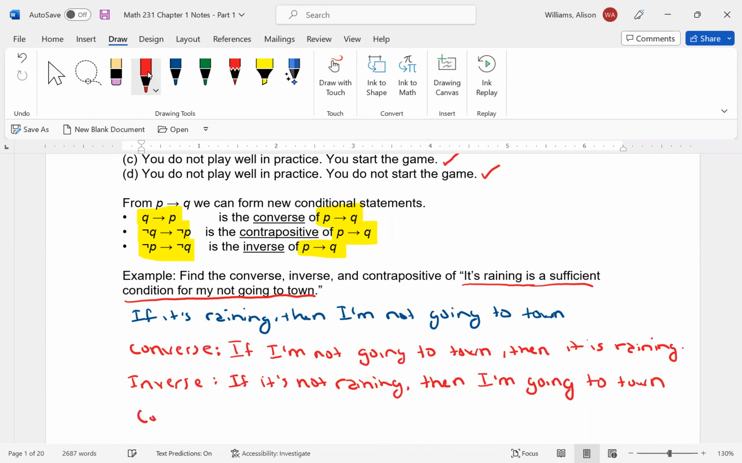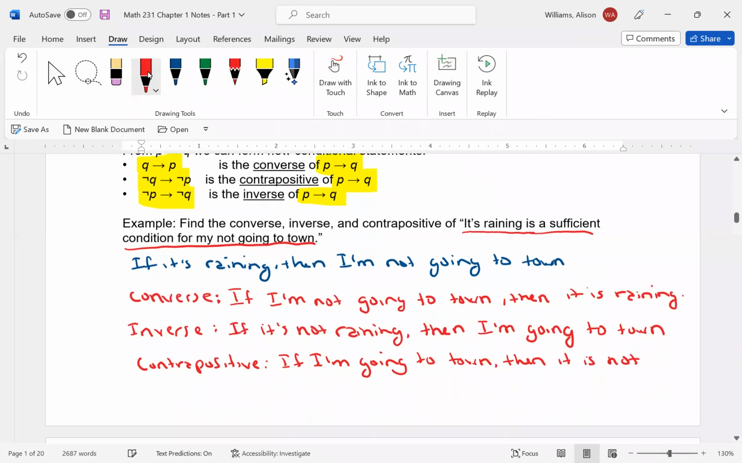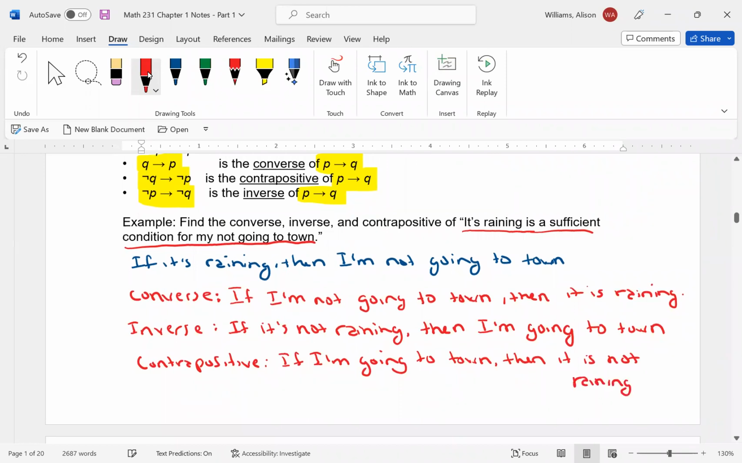Okay, contrapositive. The contrapositive swaps them and negates them. So if I'm going to town, then it is not raining. Now that actually really does make sense based on our first statement, because that seems clearer. Since you're saying that rain is going to prevent you from going into town, but you're going into town, then it's probably a good thing to say that it's not raining. Like that makes sense based on the very first statement in blue.